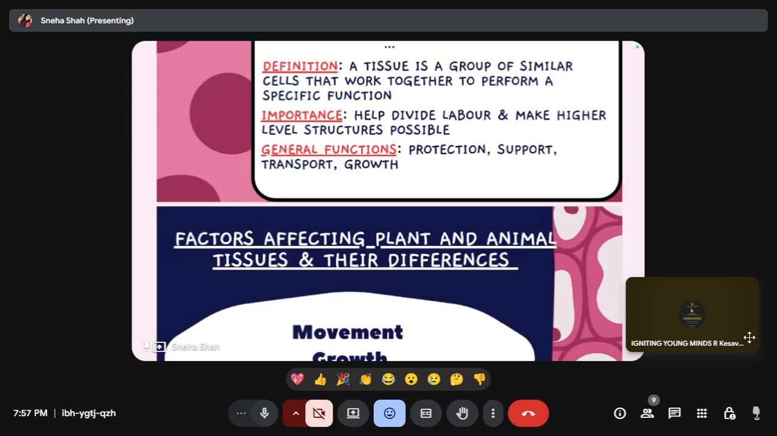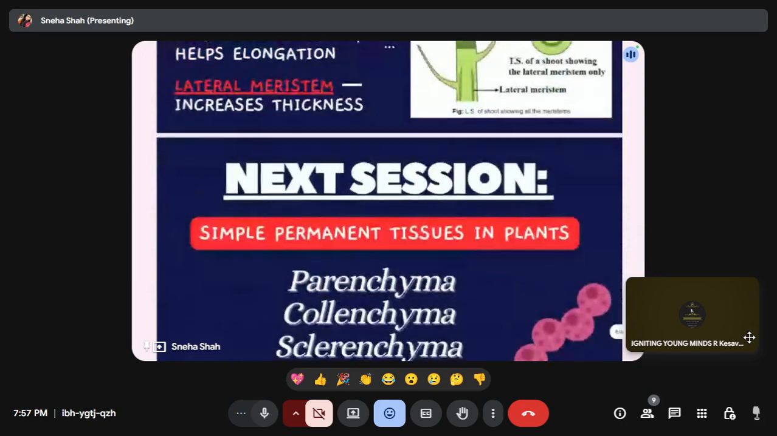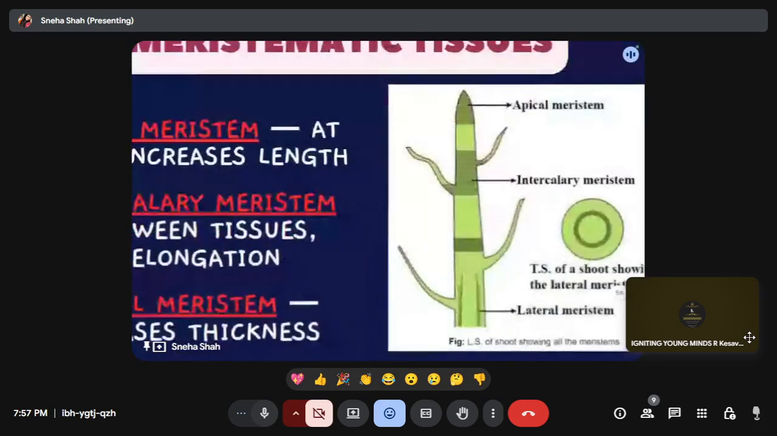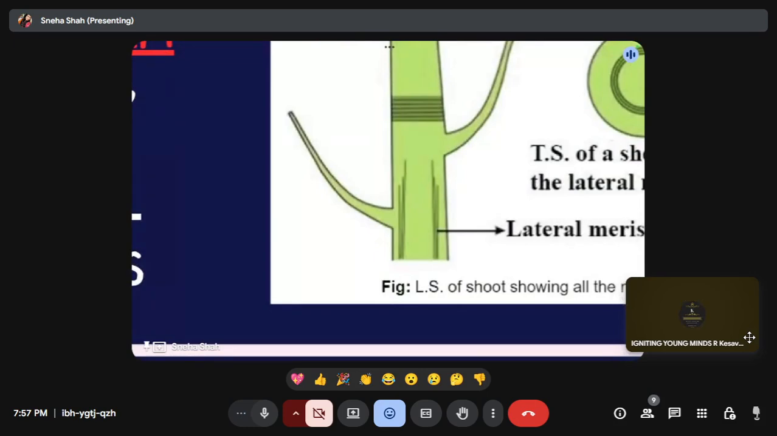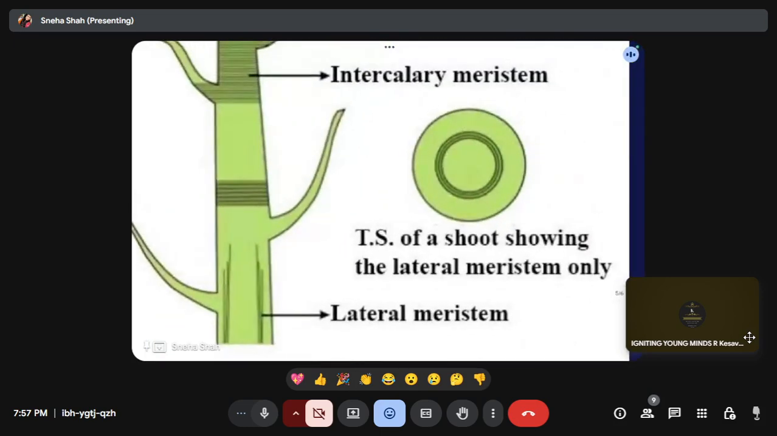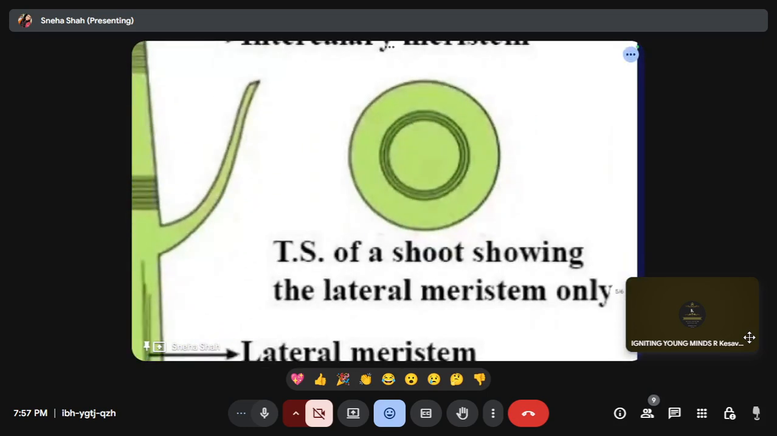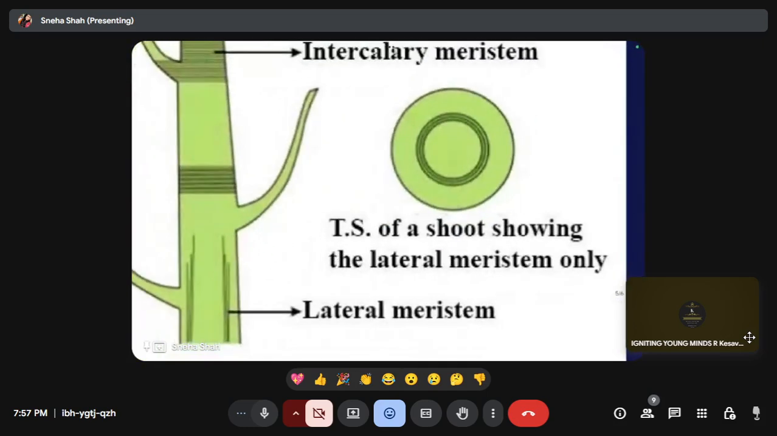And also, ma'am, what is the meaning of TS? Transverse section. See, if you can see here, it is given in a frontal image, right? But when you cut it off from the top part and you can see from the top, then it looks like this circle. Understood? Yeah, ma'am. Thank you.